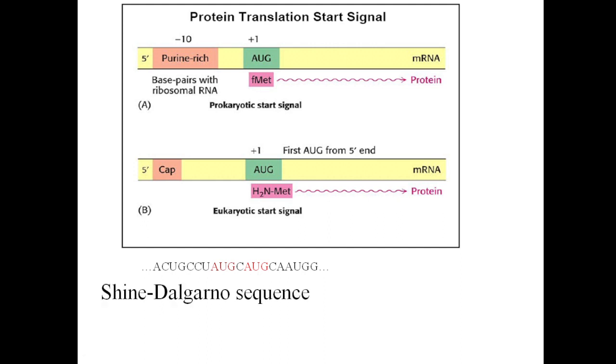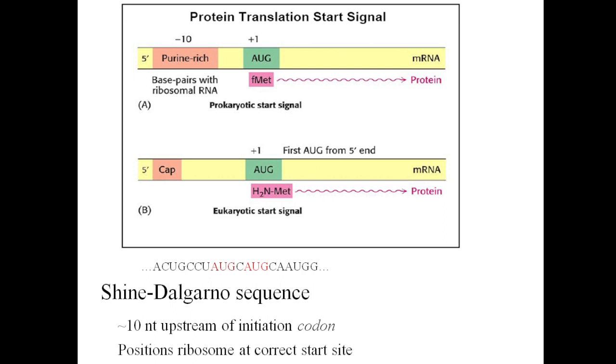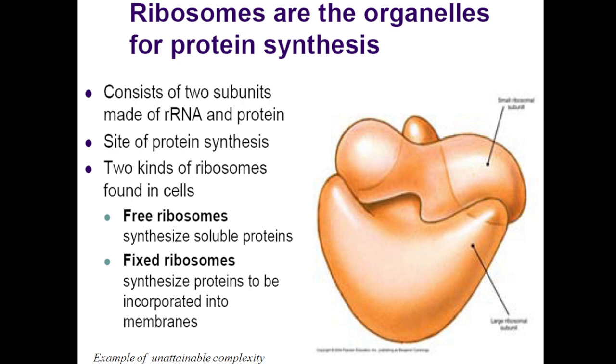For this, a special sequence is necessary, which is upstream of the coding sequence, the coding triplet, the so-called Shine-Dalgarno sequence. And this sequence provides correct interaction of the true AUG with the start of polypeptide chain synthesis. It provides correct interaction with the ribosome.